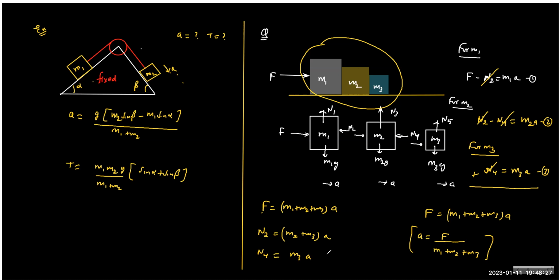So you can always solve the question like this by assuming a system because they have the same acceleration. Instead of a small system, you can take one big system and write the answer at once. And that is why you will get the acceleration with ease from here. And once you get the acceleration, you can substitute here to get N2 and N4 again with ease. Is this clear?